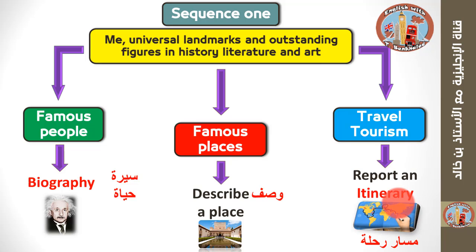An itinerary is the route of a trip. Example, first I visited Paris. Then I went to see the Louvre Museum. After that, I went by bus to Marseille. Finally, I returned to Algeria. This is an itinerary.